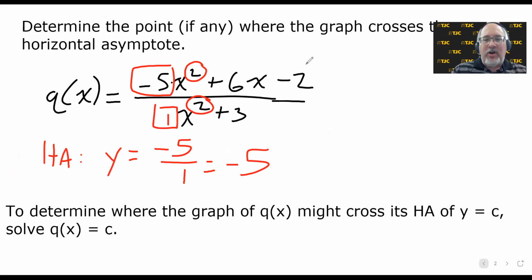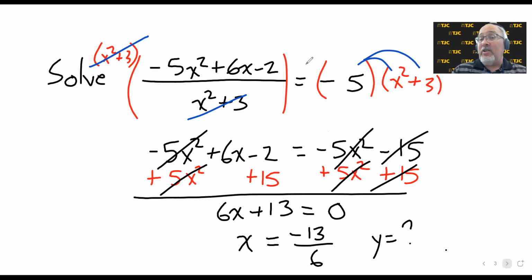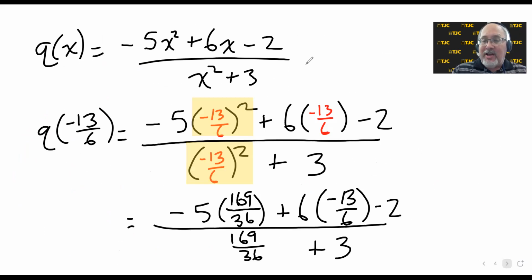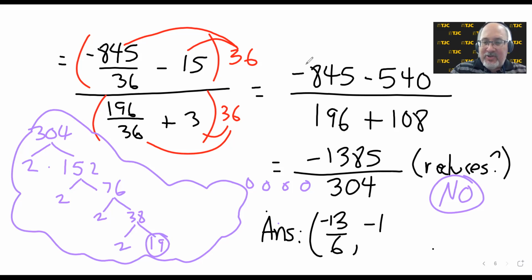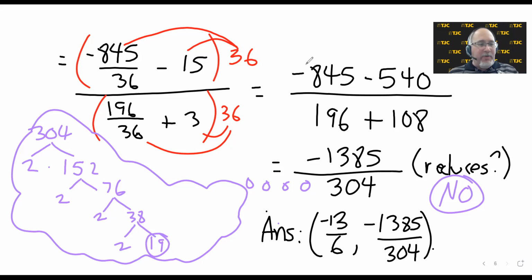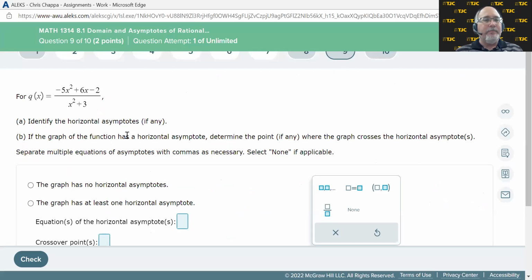where this graph crosses its horizontal asymptote, a point. We needed an x, and we just figured out the y. So it looks like, believe it or not, our answer is negative 13/6, negative 1,385 over 304. I've got to say, in all my years of teaching college algebra, that is probably one of the most obnoxious answers I've ever seen. I feel like something didn't go right, but I can check it because I'm in the homework, or at least I'm previewing it.